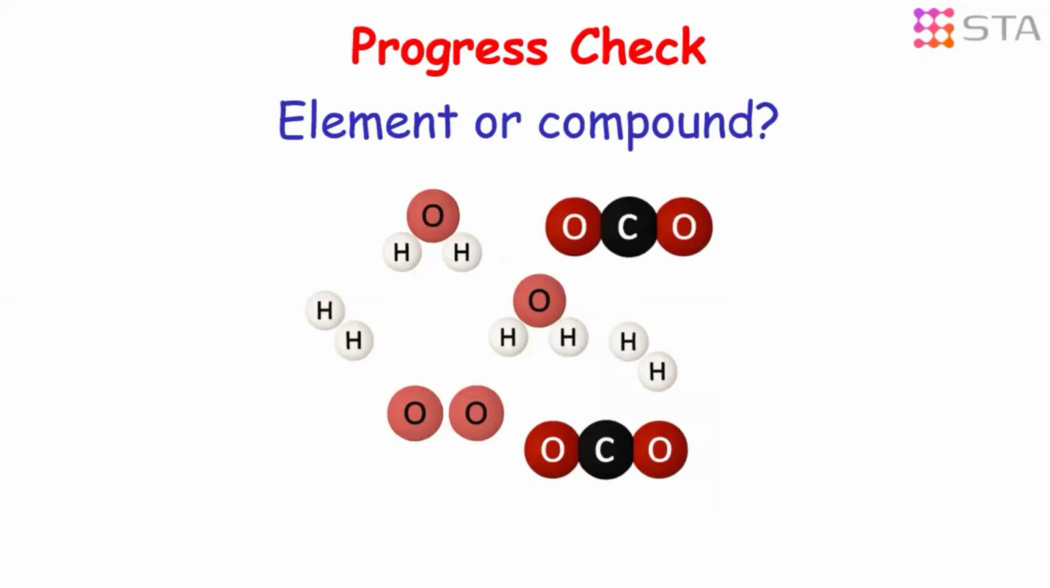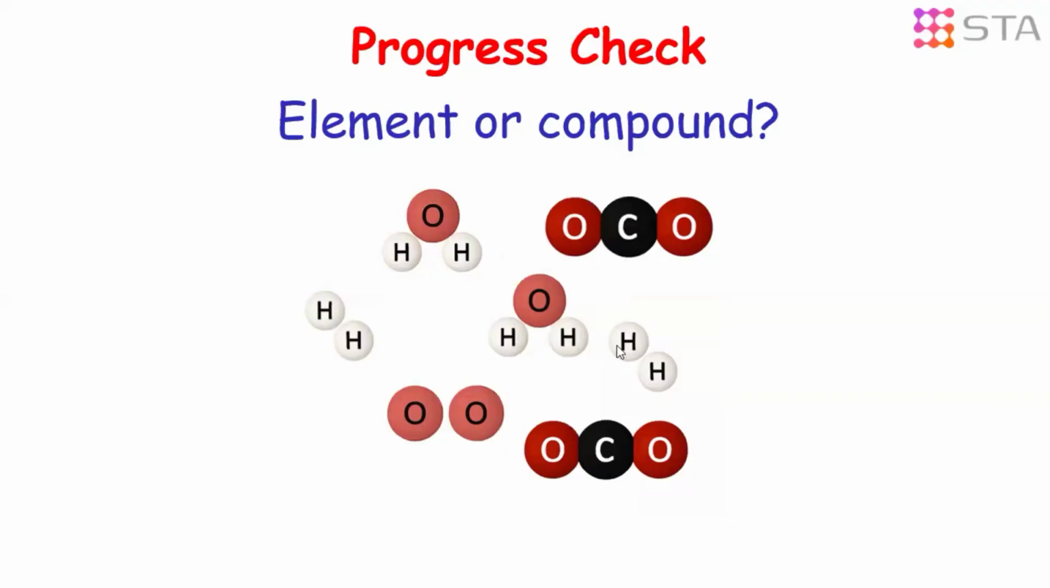Okay, question 6. Okay, this question's trickier than the previous questions. Let's go through the answer. So here we've got these molecules here, water molecules, and we can see that they are made up of different types of atom. So we've definitely got compounds here, and we've also got these molecules which are made up of different types of atoms. So these are compounds, and these compounds are not bonded to one another.